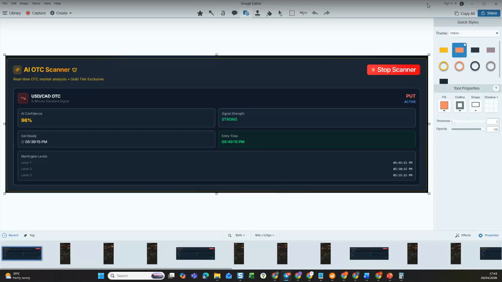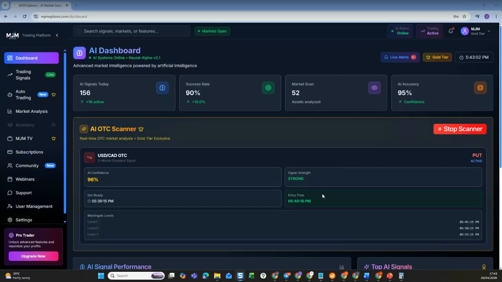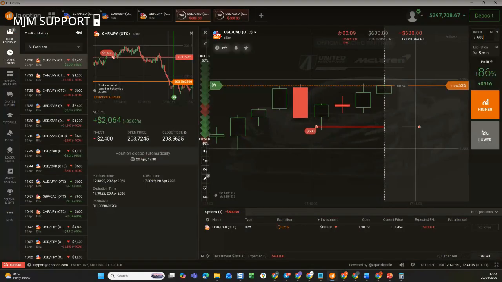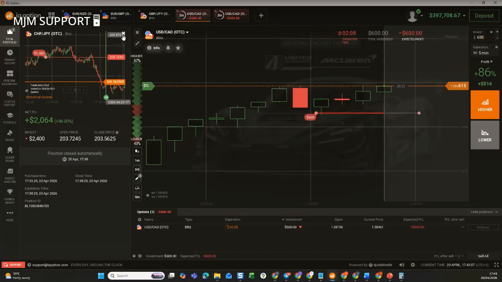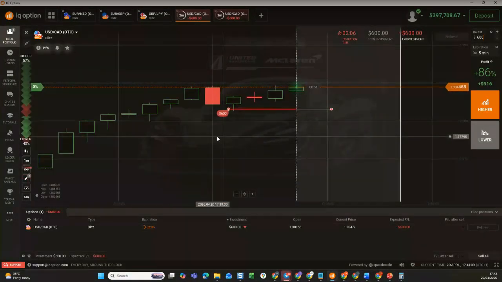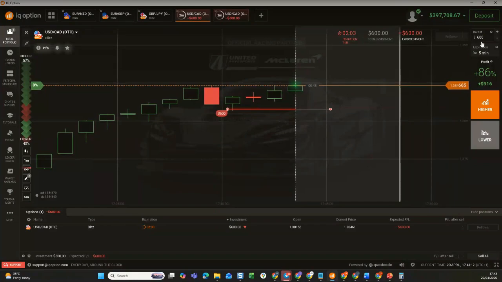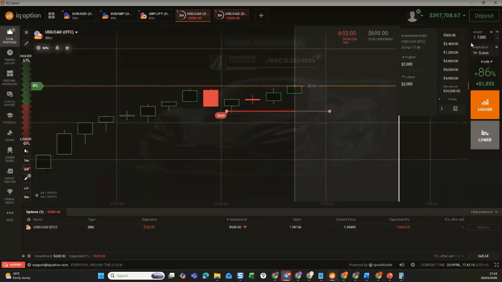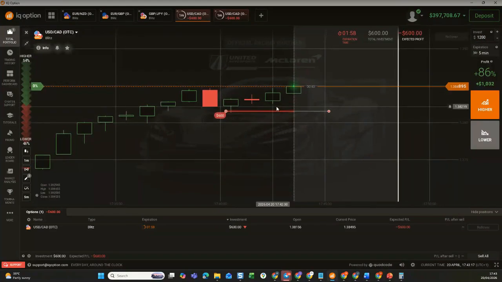Okay, so we have this, and let's check how long we have. We have about 2 minutes to go, and it looks like we are going to be using our first martingale level on this one also. So let's get ready.